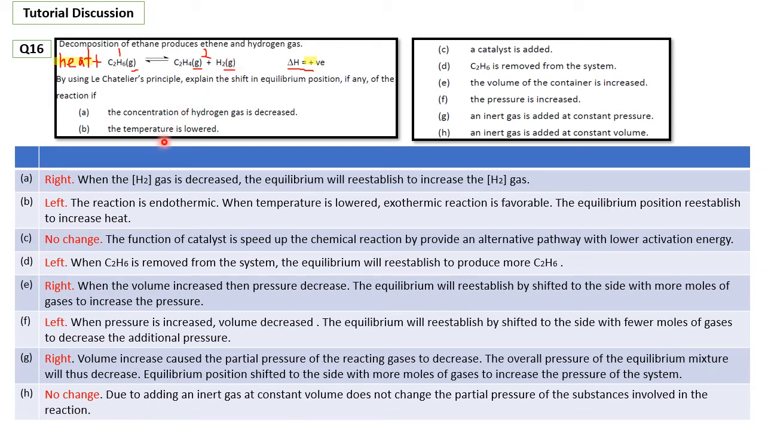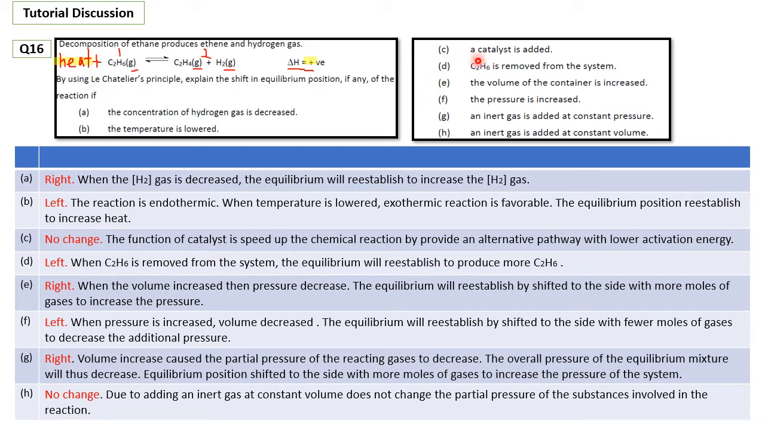B, temperature is lowered. If temperature is lowered, the exothermic reaction is favorable. For this case the forward reaction is endothermic. So if I want exothermic, I have to shift to the left. The equilibrium position will re-establish, trying to increase the heat by shifting to the left.